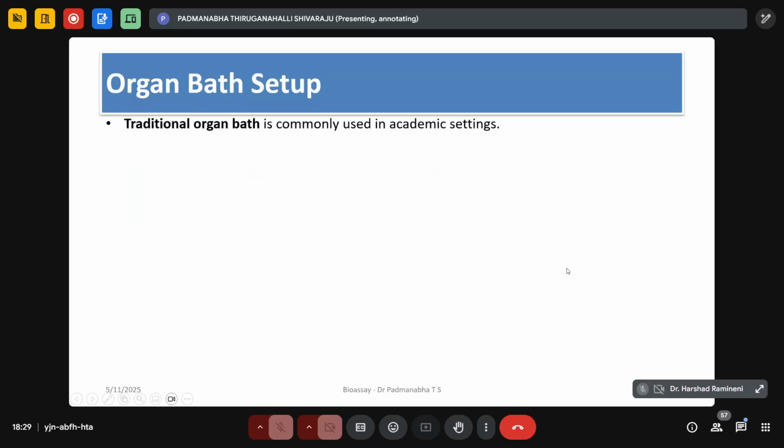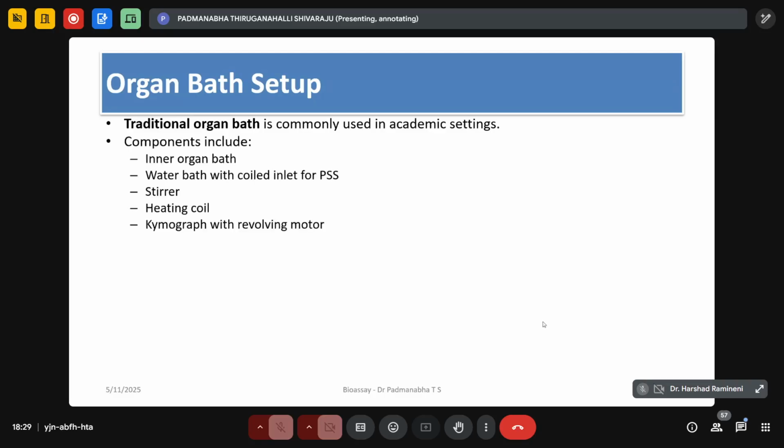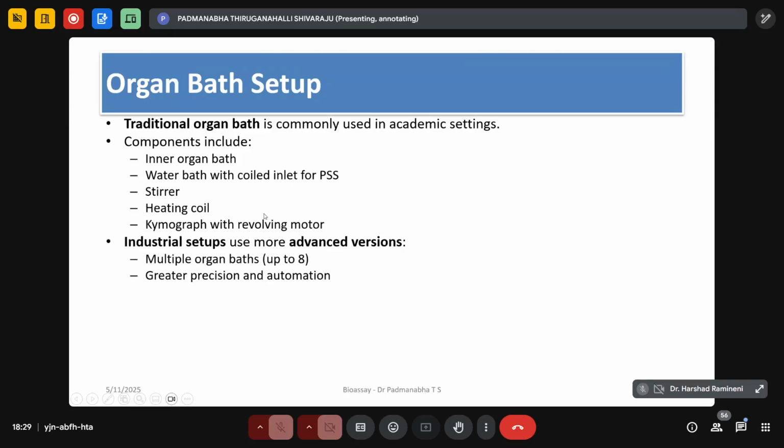And next, coming to the organ bath setup. Traditionally, the organ bath is commonly used in academic settings. These are the components, as you saw in the earlier setup: inner organ bath, water bath coiled with inlet for physiological salt solution, stirrer, heating coil, kymograph with revolving motor. So this is the setup in an academic setting, whereas in an industrial setting there are advanced versions as well. They have multiple organ baths with greater precision and automation.